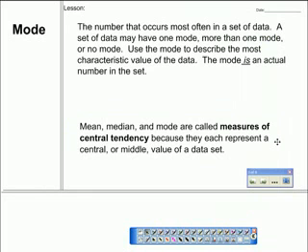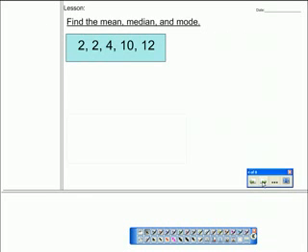Mean, median, and mode are called measures of central tendency because they each represent a central or middle value of the data set. They do it in different ways, but they all do represent a central or middle value. And what we'll find today is sometimes they'll be the same number, but they usually will be pretty close, unless there are some very extreme values. These measures of central tendency are used in lots of different situations. First, we'll just practice. All right, we're going to find the mean, median, and mode.